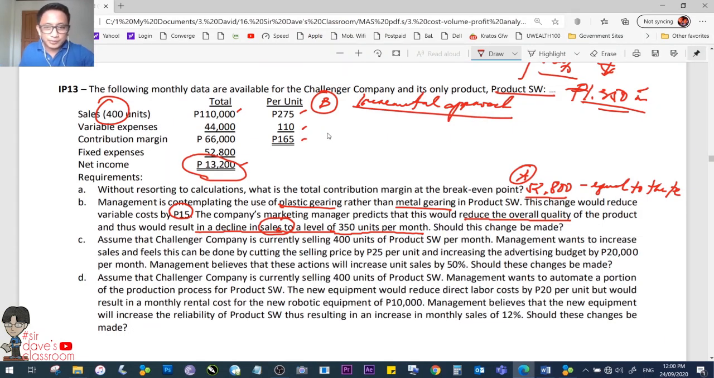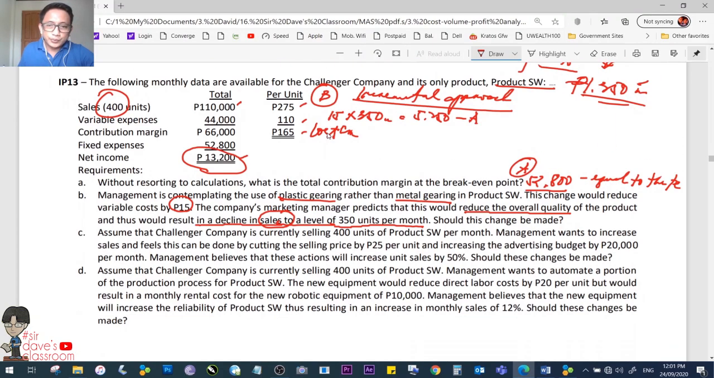Anong sabi? Pag ginawa mo daw yan, ang mangyayari, mababawasan yung variable cost ng 15. Madadagdagan ka ng 15 na contribution margin. Okay? Madadagdagan ka ng 15 doon sa matitirang 350 units na mabibenta mo. 5,250 advantage yon kasi additional contribution margin. Subalit, mawawalan ka naman, you will lose. So, lost contribution margin. Ng ilan? You will lose 50 units. Why? Because the 400, as we have said, becomes only 350.